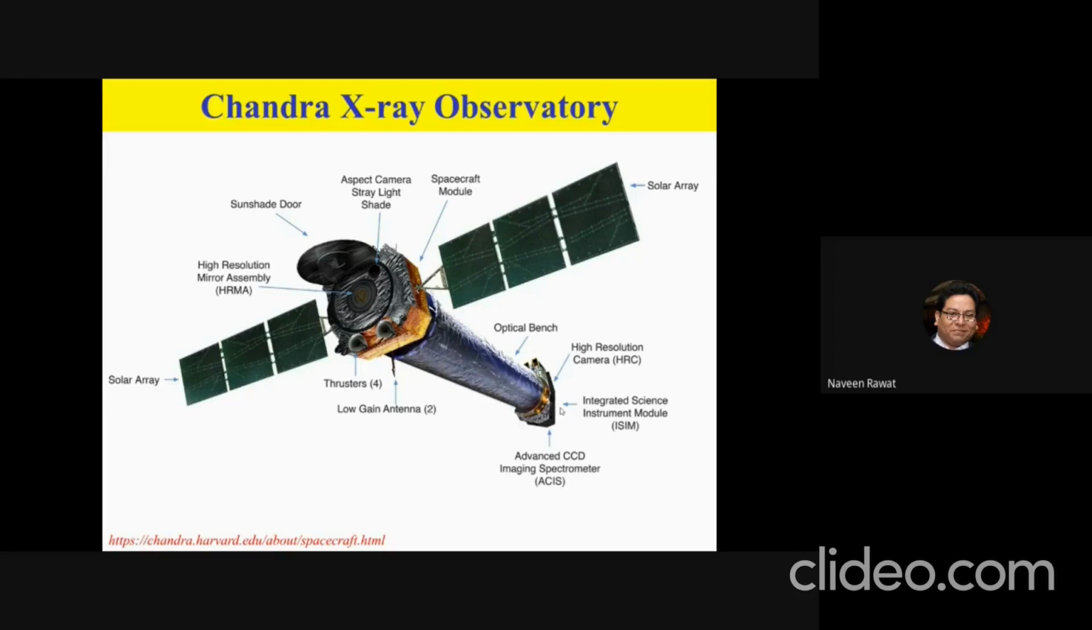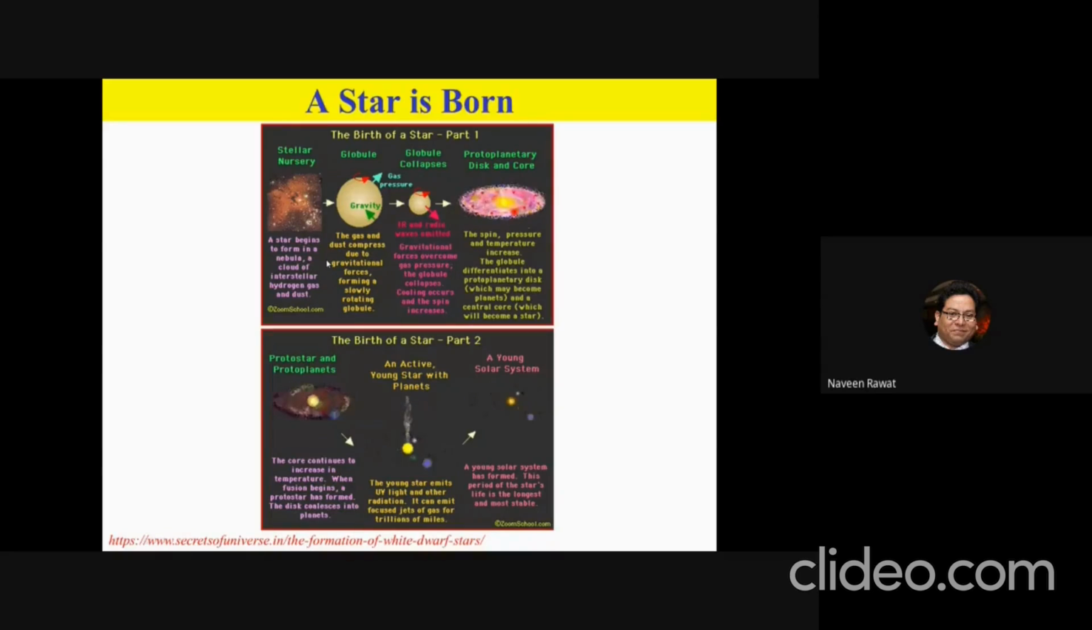Now, in the beginning, a star is just a part of this hydrogen dust and cloud. As gravity attracts this cloud together, eventually this gas and dust compress, and slowly they start rotating.